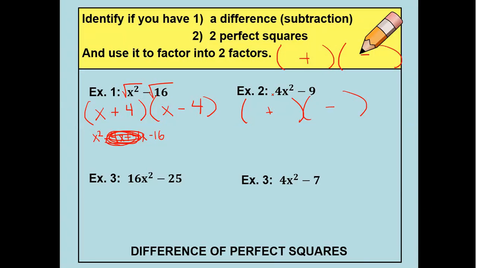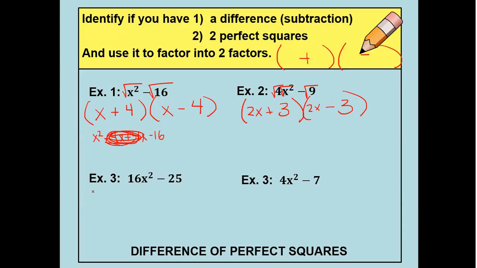So 4x squared, well, 4 is a perfect square, right? So that would be 2, and then x squared would be x, so 2x, on both of them, because they're both 2x's. This 9, square root of 9, that's 3. So I'm going to have 2x plus 3 and 2x minus 3. Not too bad, right? Let's try again.